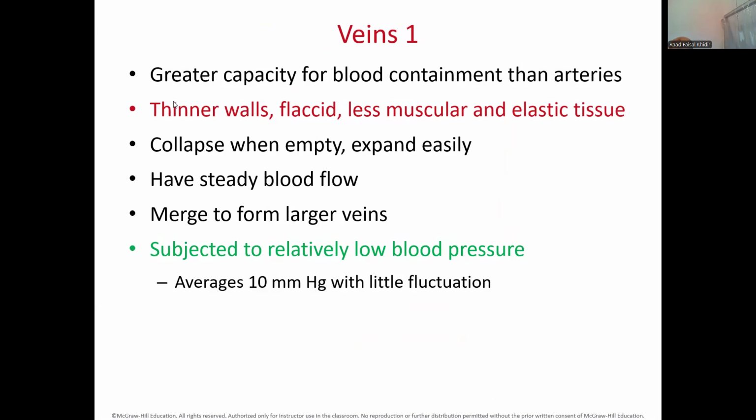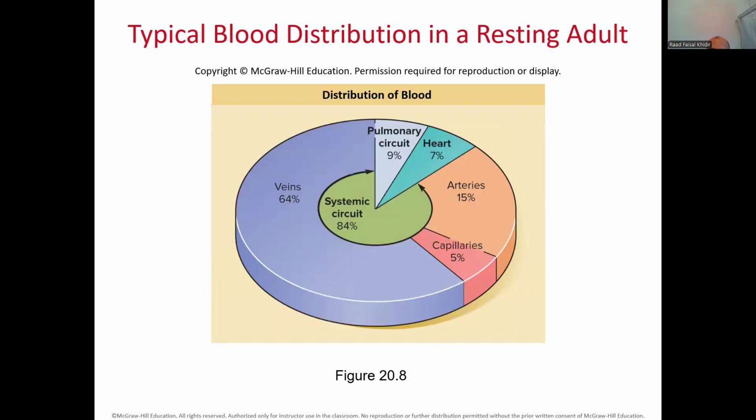So the veins, you remember we said, who are the capacitance vessels? These are your veins. They have thin walls because they are very far away. They don't deal with a lot of pressure, and they are subject to relatively low blood pressure, about 10 millimeters of mercury, which makes them really thin. And they don't need to be that hard. Remember we said 64% of your blood is found where? In the veins at any time.